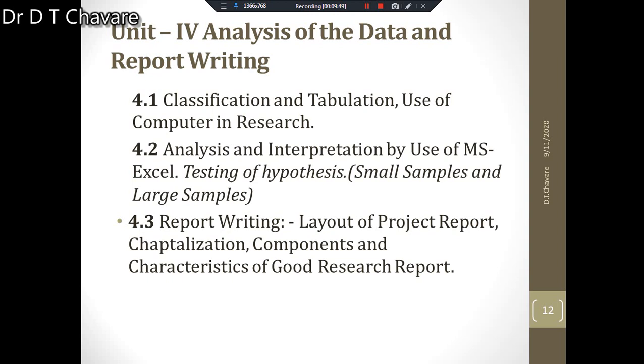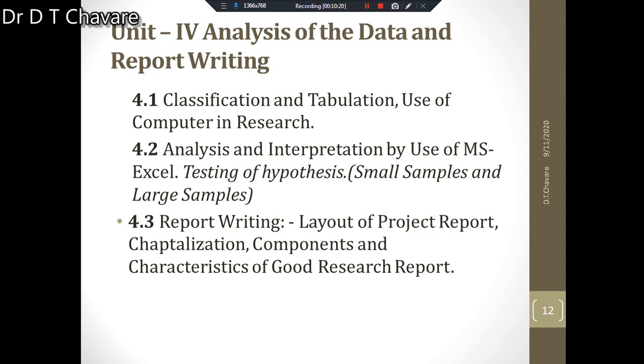Okay, then next point number 4.2 is analysis and interpretation by use of MS Excel. How you can analyze and make interpretation by use of MS Excel. Testing of hypothesis, how you can test the hypothesis. Small samples and large samples you have to study. You have to take examples of small samples and large samples in the testing of hypothesis also.